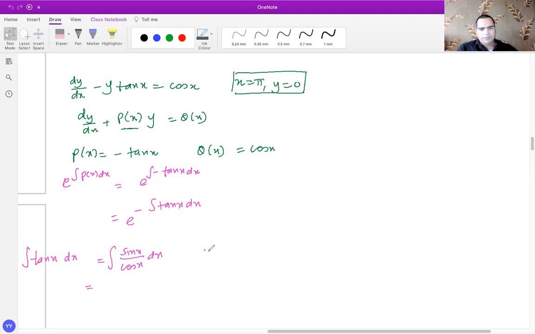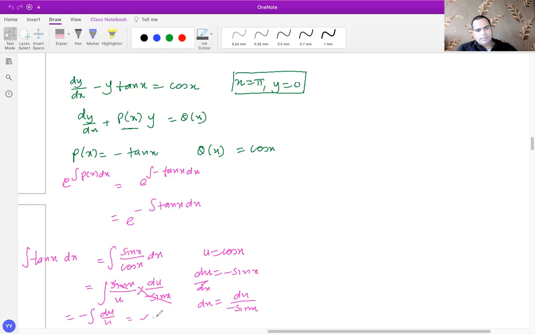So let u be cos x, and du by dx is negative sin x. So in place of dx, you can put du over negative sin x. You'll get sin x over u times du over negative sin x. Cancel, cancel. So you get negative 1 over u du, which is negative ln u, which is negative ln of cos x.